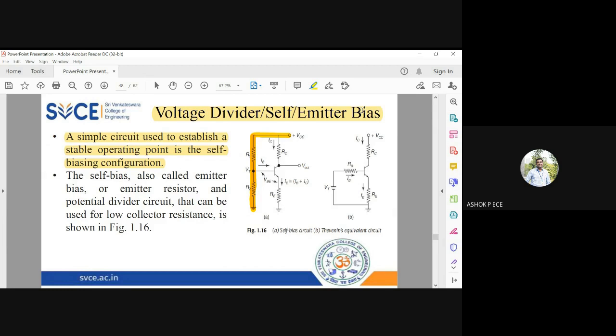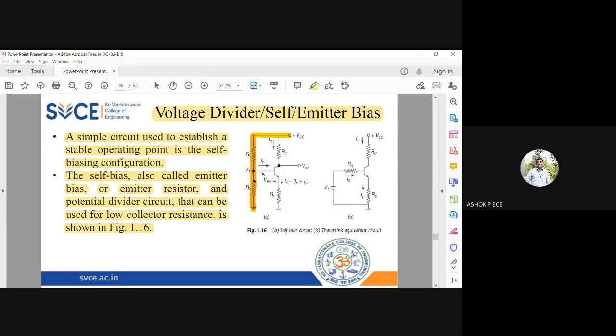While other circuits will exhibit variation in your collector current, this circuit was found to be very, very efficient. So it is also called emitter bias or emitter resistance. Potential divider can be used for low collector resistance as shown in the figure. This figure shows the diagram for voltage divider bias, and analyzing the circuit using two resistances R1, R2 is very, very difficult.